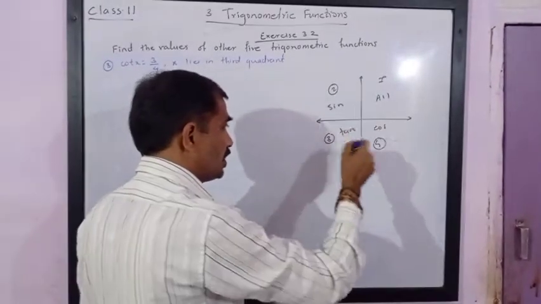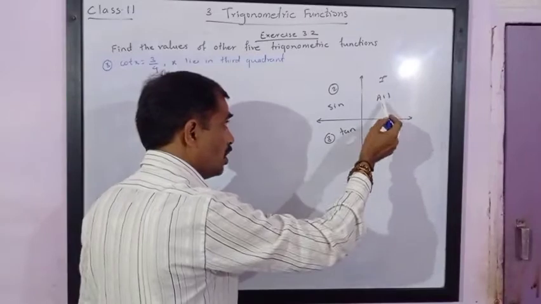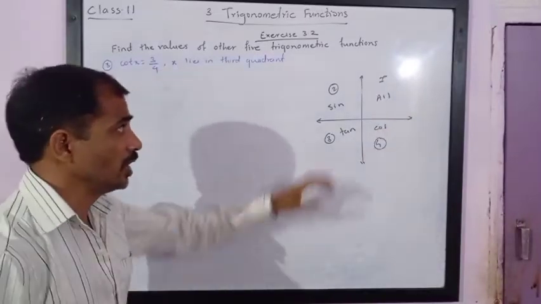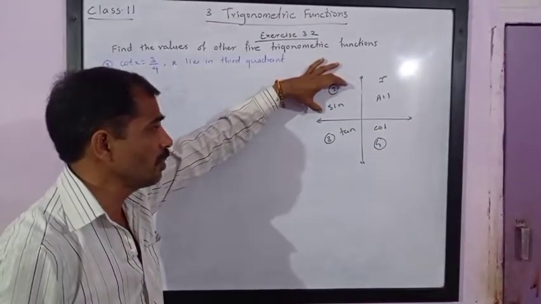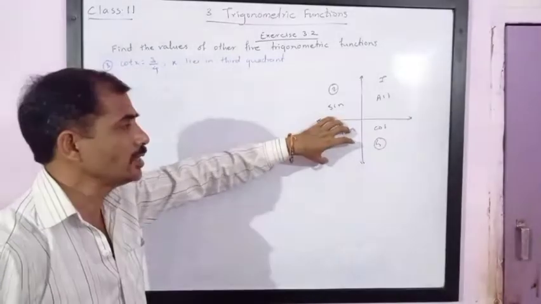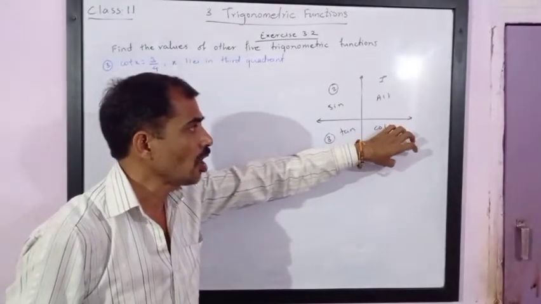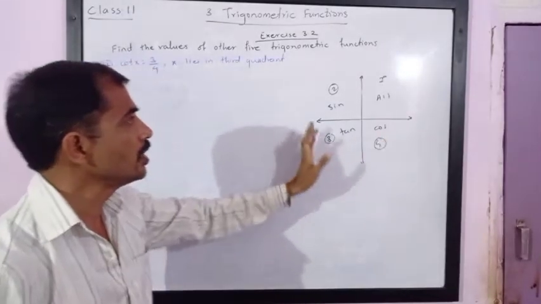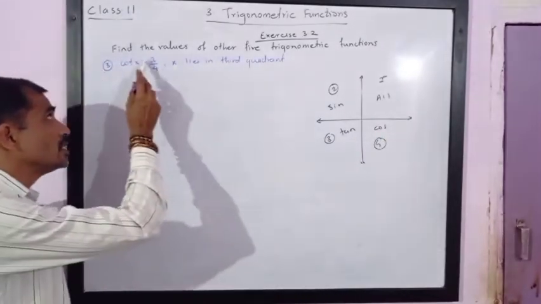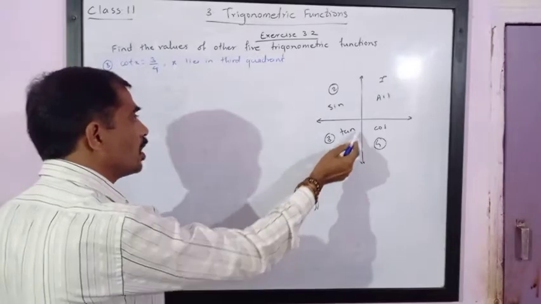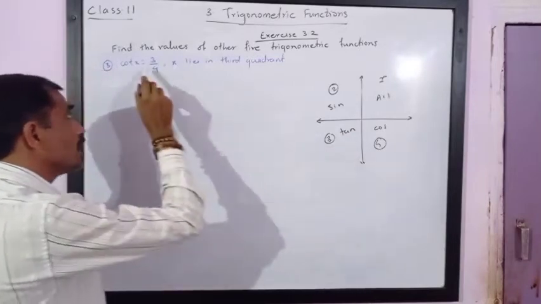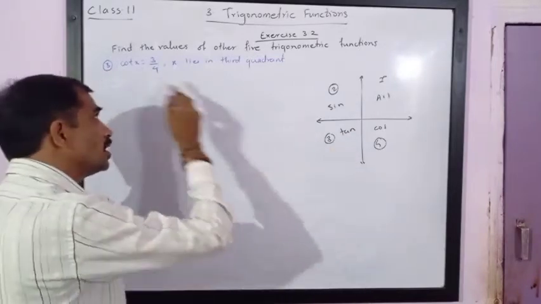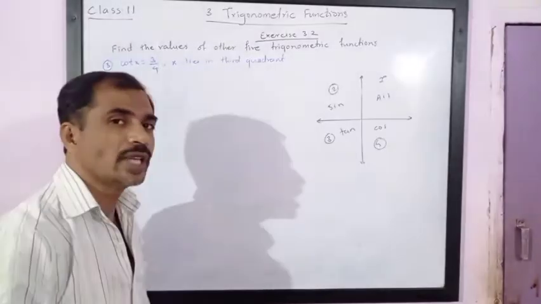We have already studied this. In the first quadrant, all trigonometric ratios are positive. In the second quadrant, sine and cosec are positive. In the third quadrant, tan and cot are positive. In the fourth quadrant, cos and its inverse, that is sec, are positive. Remaining trigonometric ratios are negative. Here, since x is in the third quadrant, cot and tan are positive. We are already given cot positive. Tan is also positive. Remaining all other ratios are negative.